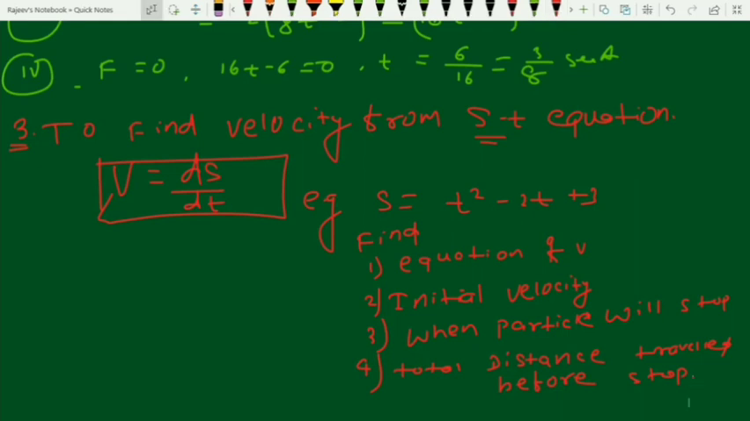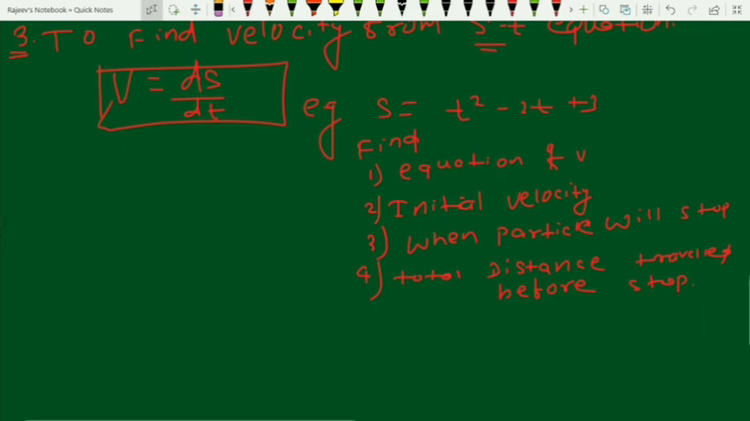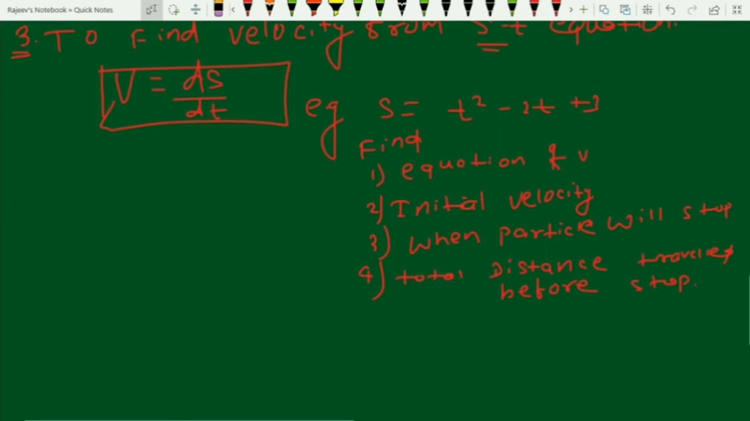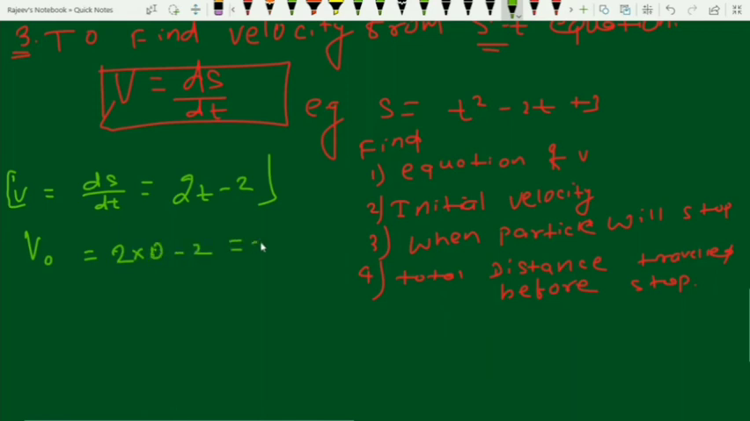So just see one by one. First of all, what is given here? The equation of S is given. So V is equal to ds by dt. If you differentiate this one, it becomes 2t minus 2. So this is the equation of velocity. Now second part, they are asking initial velocity. Initial means time should be 0. So 2 into 0 minus 2, this becomes minus 2.